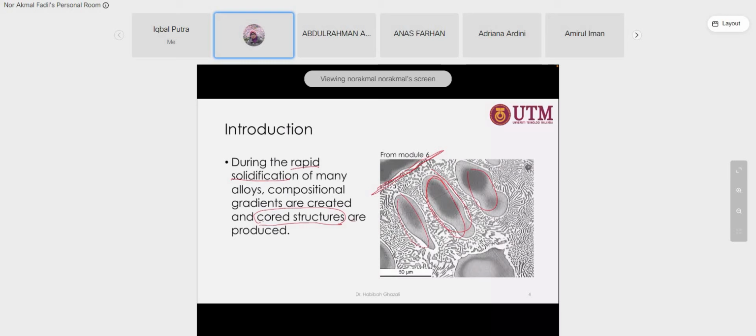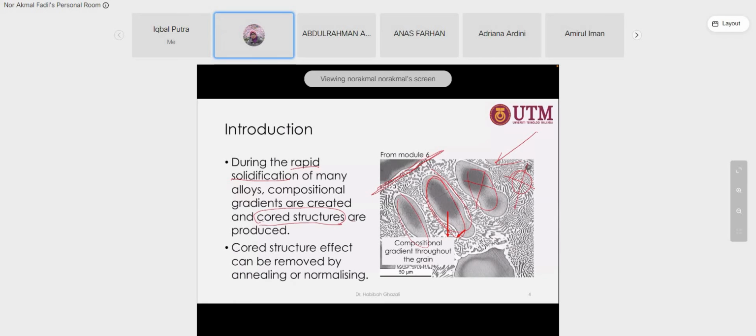Okay. So compositional gradient throughout the grain, right? So meaning that the properties are not similar. When you give a load, for example, in this direction, their response to the load at this point is different because they have different properties. Okay, cored structure effect can be removed by a heat treatment process. Okay, we call it a heat treatment process.